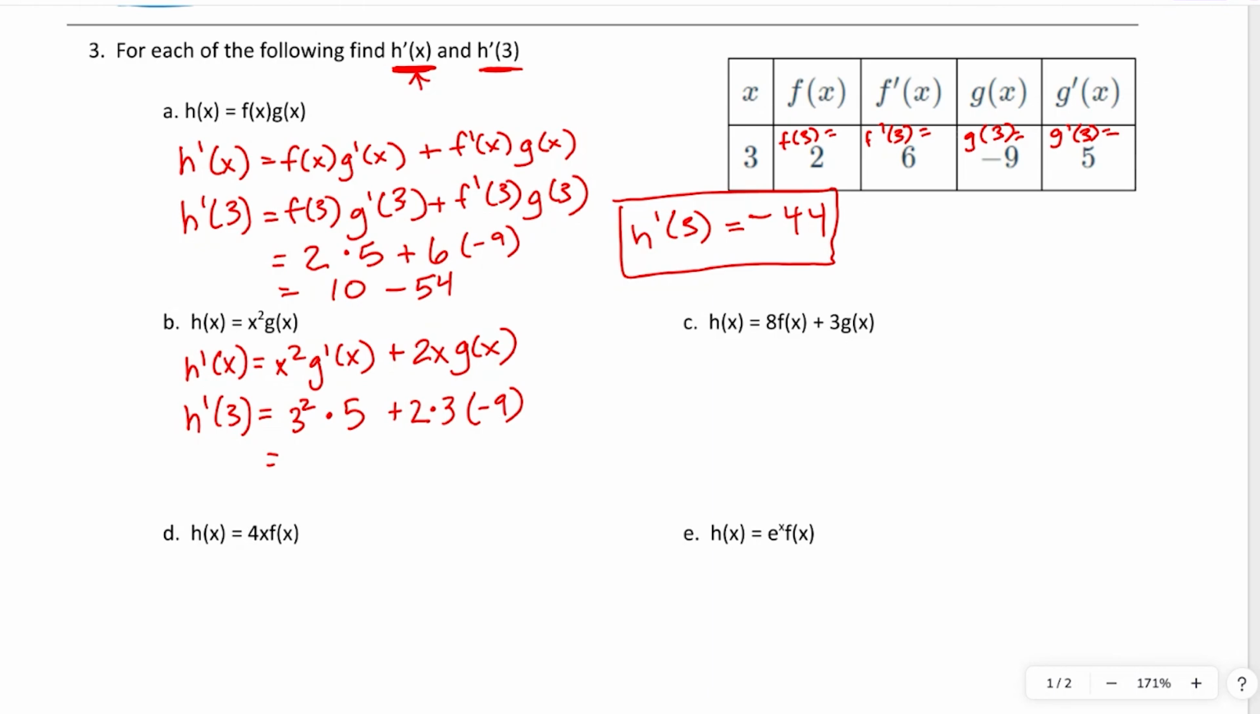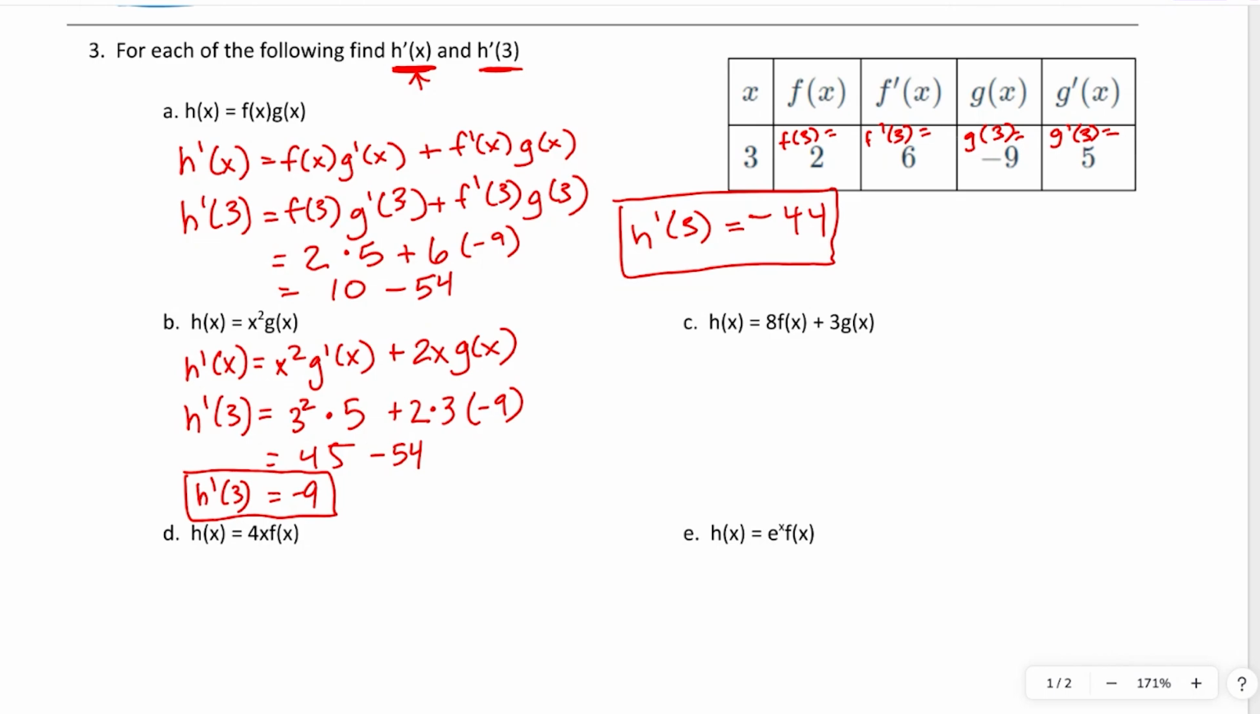All right, so we got 9 times 5 is going to be 45. And then 2 times 3 is 6. 6 times negative 9 is going to be minus 54. So the difference between these two numbers is 9, and since the bigger one is negative, this is going to equal negative 9. So the derivative of h at 3 is negative 9. I feel like this homework is really pushing my arithmetic skills here a little bit. Really got to focus and make sure I'm doing my addition and multiplication correctly.